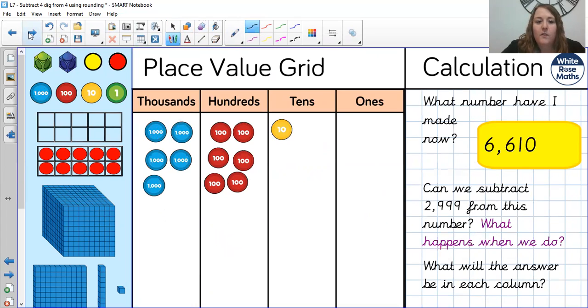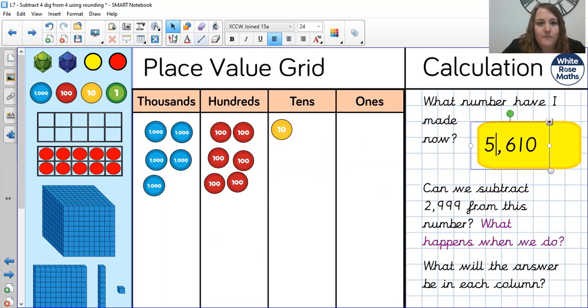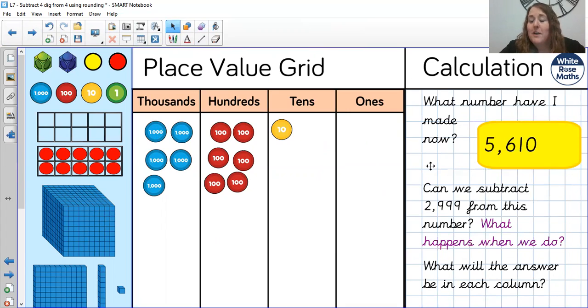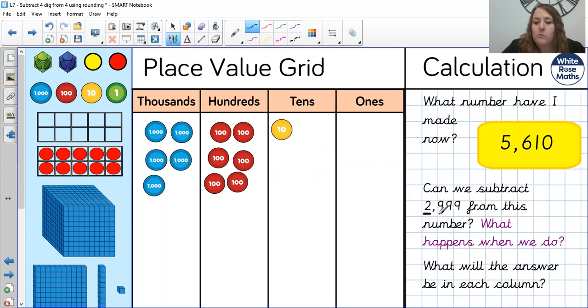Okay, from 5, oh, Miss Fowler's made a mistake over here because this number here should not be a 6, it should be a 5. Well done if you spotted that. So what number have I made? We've got 5,610, and just checking it's right in both places, and it's right in my yellow box now. And this question is asking us to subtract 2,999. Again, that would be very tricky using counters because we'd have to exchange all the way across from the thousands, then the hundreds, then the tens into the ones. Is there an easier way?